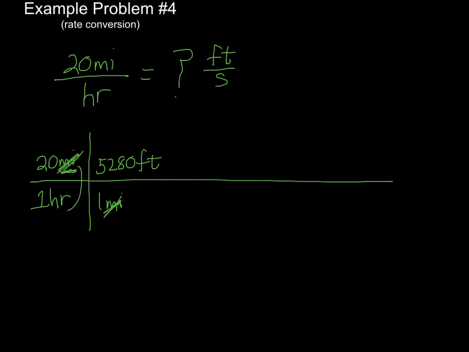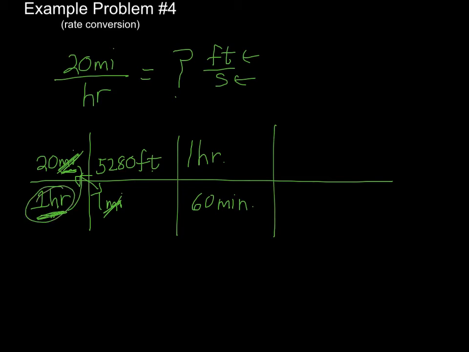Miles cancel miles. Notice, again, they cancel this way. So if I multiply this out, my units are going to be feet per hour, but I don't want feet per hour. I want feet per second. So now I've got the top where I want it in feet. Let's go to the bottom now. Hours is in the denominator, so I need to have hours in the numerator. So I do know that 1 hour is equal to 60 minutes. Now notice here, this value is in the denominator, so this has to be in the numerator. So I can cross out hours.